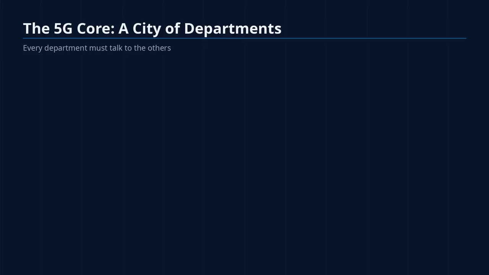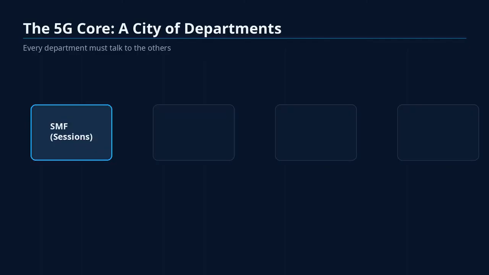Picture a 5G network as a city with dozens of specialized departments. One manages your phone's mobility, another manages your data sessions, another watches over security. None of them work alone. Every second, they need to ask each other questions and pass along updates.